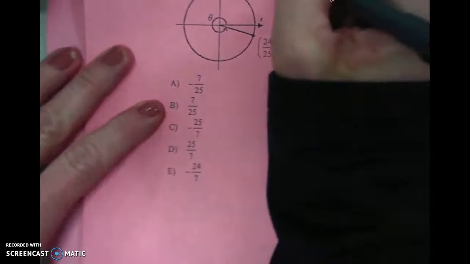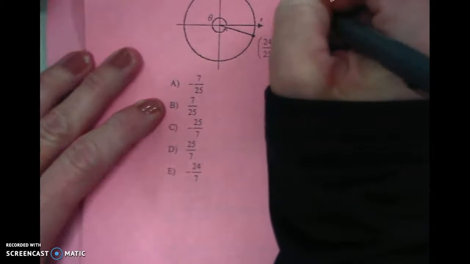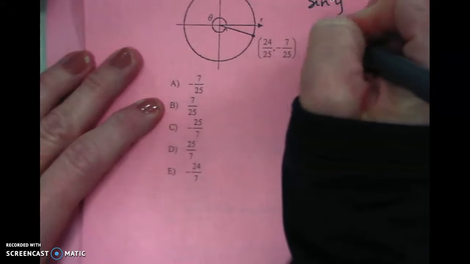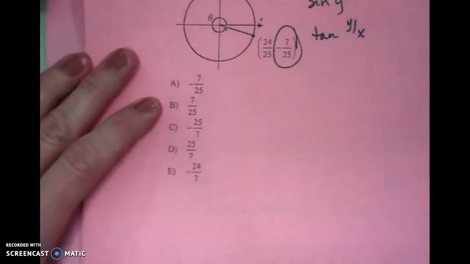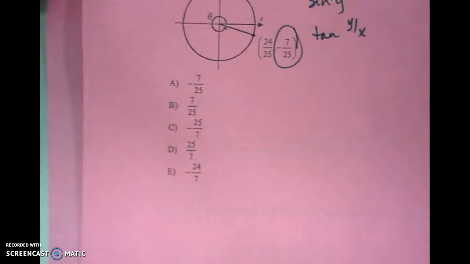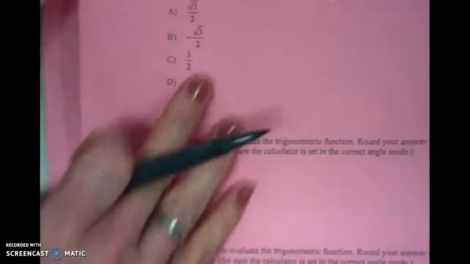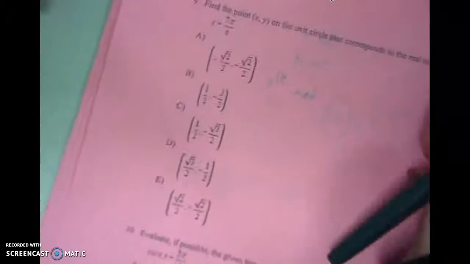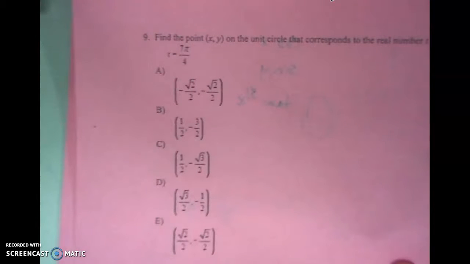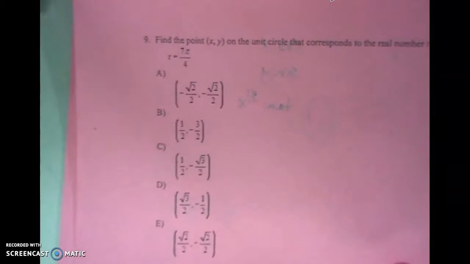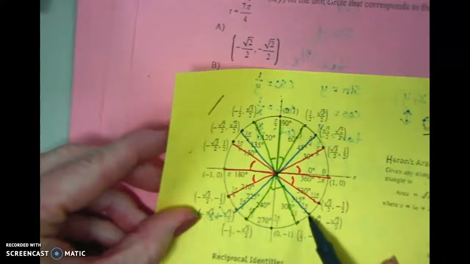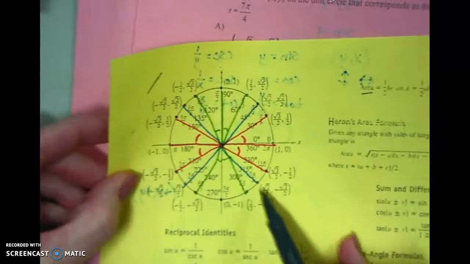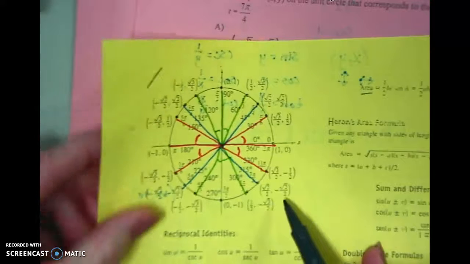Determine the value of sine. Well, remember, cosine is your x value, sine is your y value, tangent is your y over x value. So the sine is our y value, or negative 7/26. A. Find the point that corresponds on the unit circle. So you need to get your unit circle out. We are looking for 7 pi over 4, which is down here, and square root 2 over 2, negative square root 2 over 2. E.